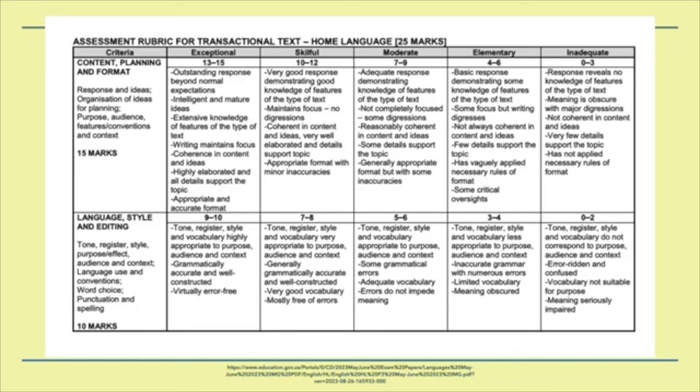Secondly, language style and editing. How are we going to get 10 marks? Tone, register, style, and vocabulary highly appropriate to purpose, audience, and context. Grammatically accurate and well constructed, virtually error-free. So if you have a good plan, then you're not going to be worrying about your content because you've put all your bullet points down on your planning page, whether that planning page is on the question paper or if it's on the answer book. Remember, if you do put it in your folio, to cross it out afterwards once you've actually written the piece.